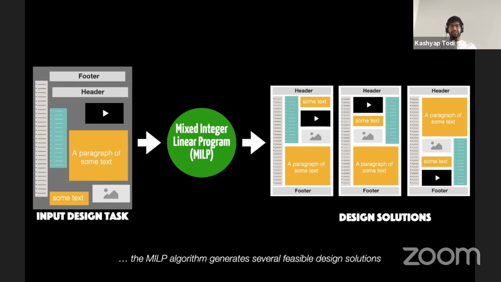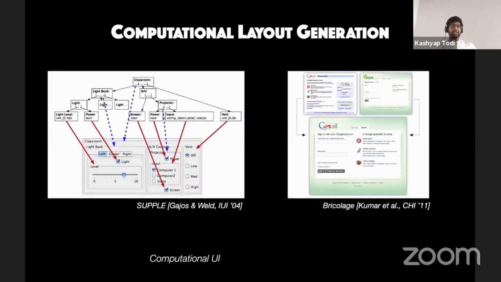Our work is basically grounded in a long line of work on computational layout and design generation. Some examples here have been very inspiring to us as well. One on the left is Supple from Gajos and Daniel Weld. This was done back in 2004, where the design was generated entirely from some UI specification. So it was more meant for engineers who wanted to not worry about actual layout tasks, but focus on the actual outcomes themselves. So what they would do is specify the description of the design, and the system would generate a final design or variations of final designs.